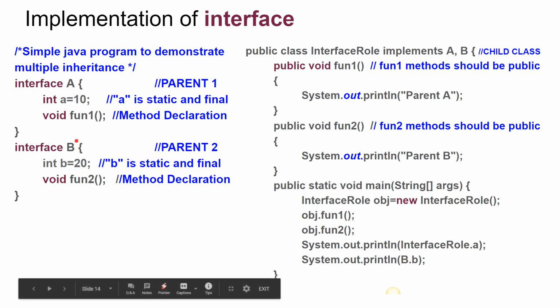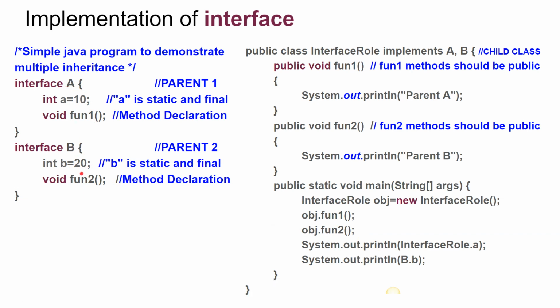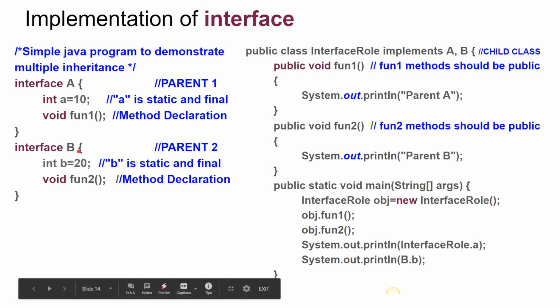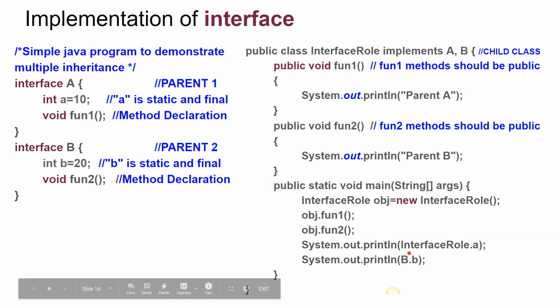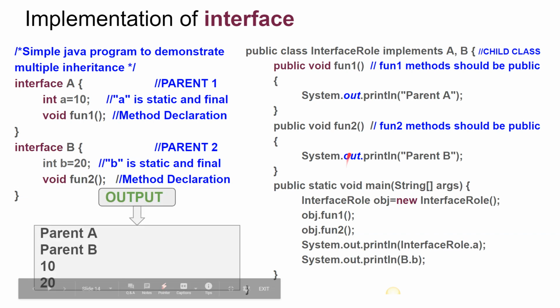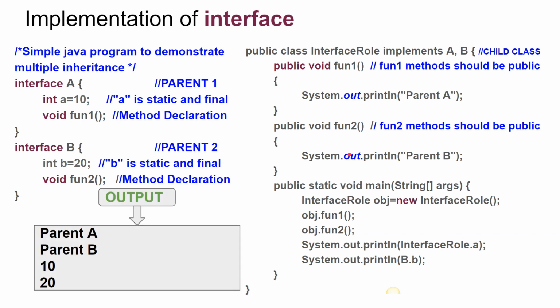What is the class name? B. But can I use A dot B? Can I access B using interface A? No, we cannot do that, because interface B does not extend interface A. That is why we cannot access variable B using A. So what is the output now? This is the output: parent A, parent B, 10, 20.